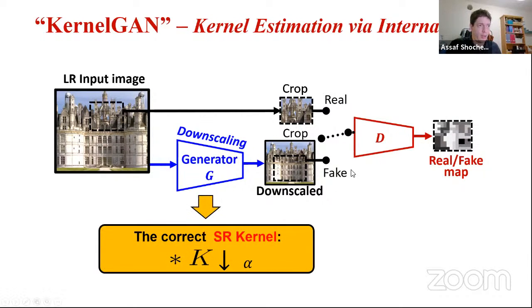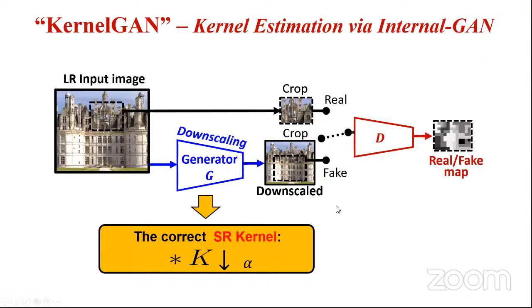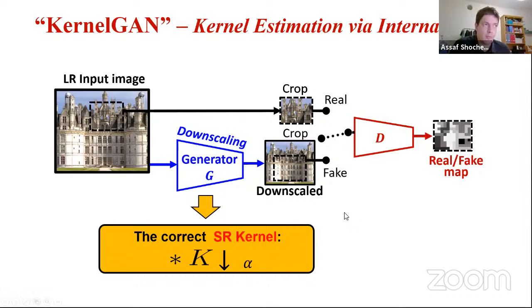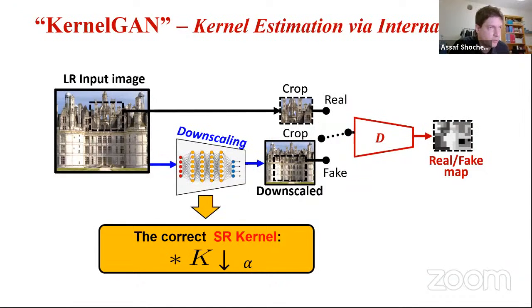Now, remember that what we want to estimate is a linear process. And there arises the question, okay, so what kind of generator do we want to use here? If we use what usually people use, which is a non-linear neural network, then there is no requirement for this to be linear or to make sense and to actually be a downscaling process. This can do whatever it wants if it's non-linear.